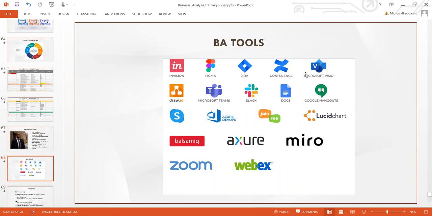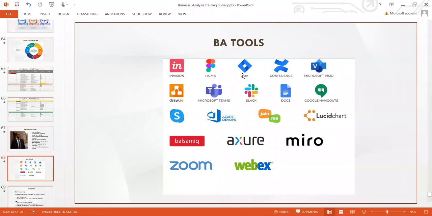Then here we have Visio. Microsoft Visio is the same thing as Lucidchart, and is the same thing as Draw.io. They provide the same functionalities. Then we have Jira.